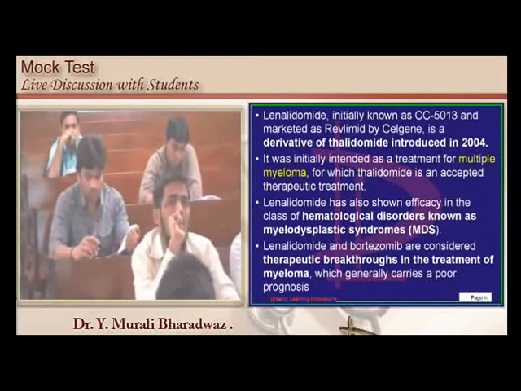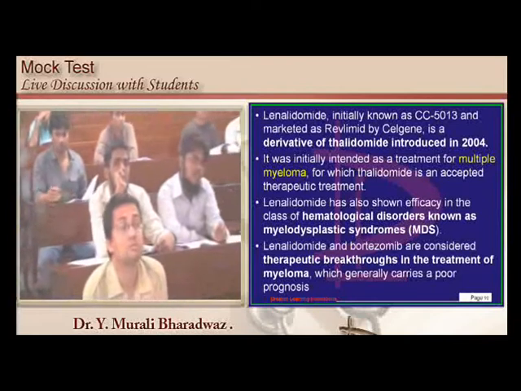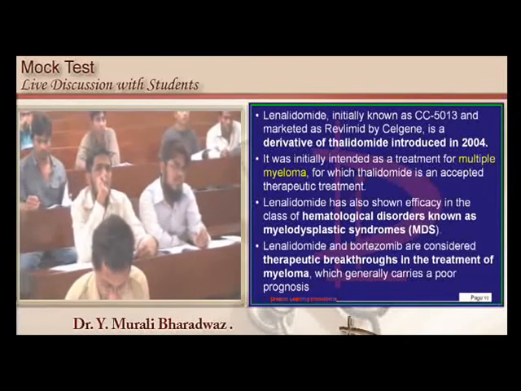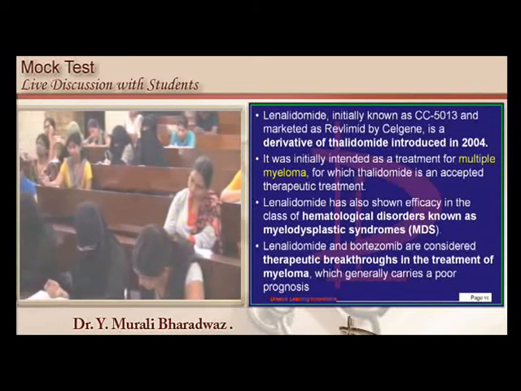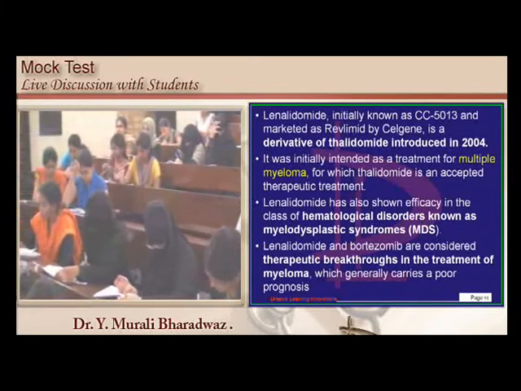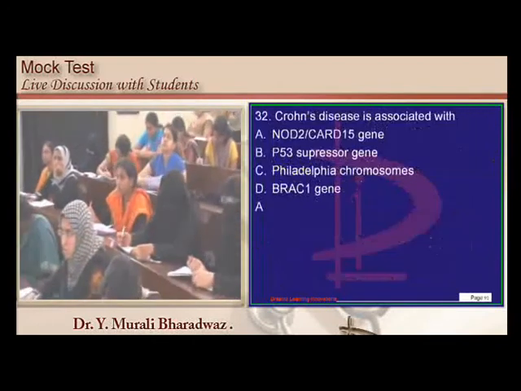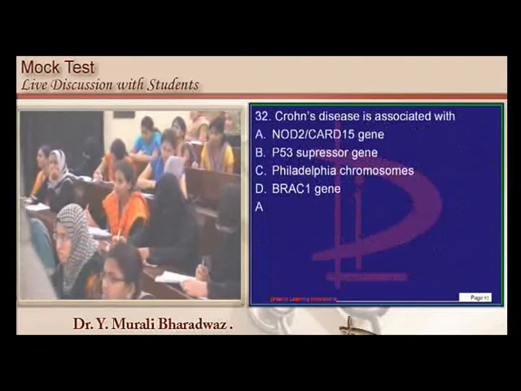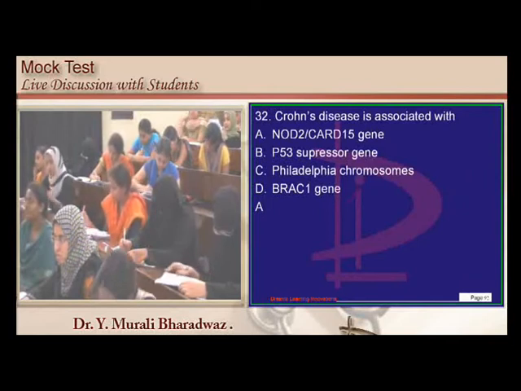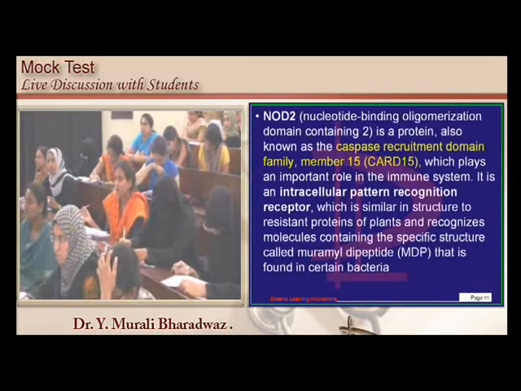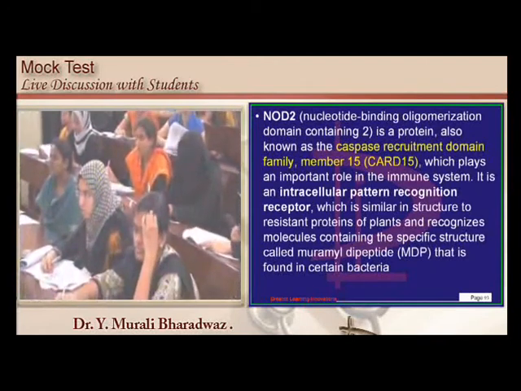Then lenalidomide and bortezomib. These are the two important drugs which are basically used in the management of myeloma and also in myelodysplastic syndrome. Lenalidomide is what you have to basically remember. NOD2 and CARD15, these are the two genes which are associated with Crohn's disease. They are very important intracellular pattern recognition receptor determining genes, which are important for Crohn's.